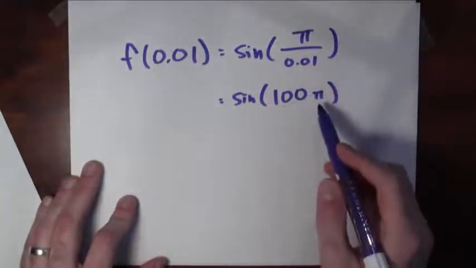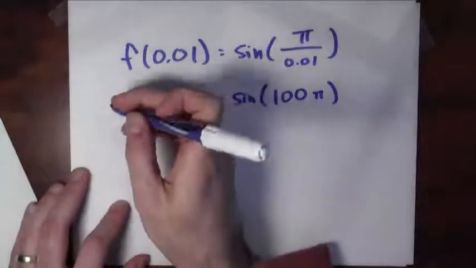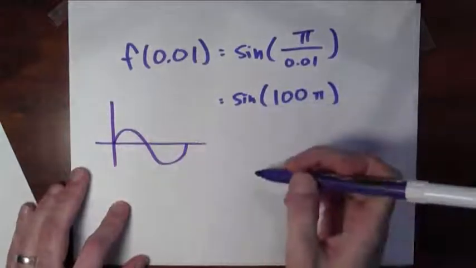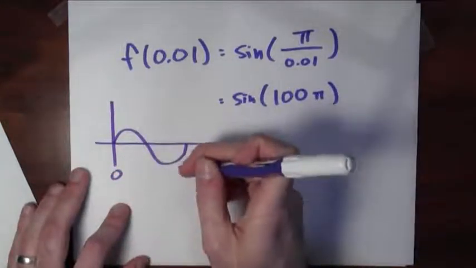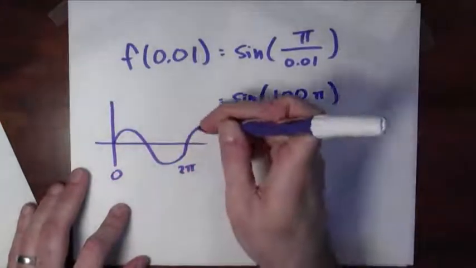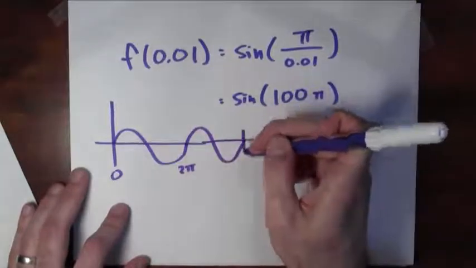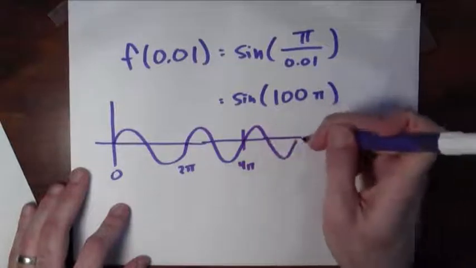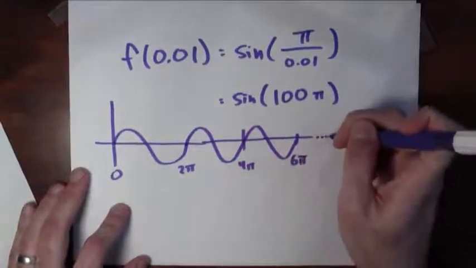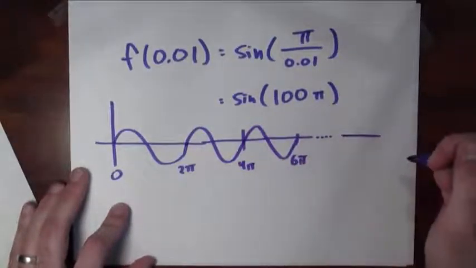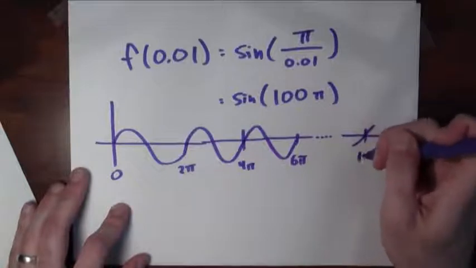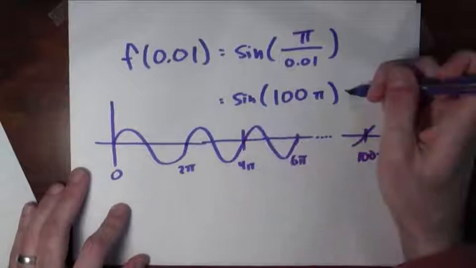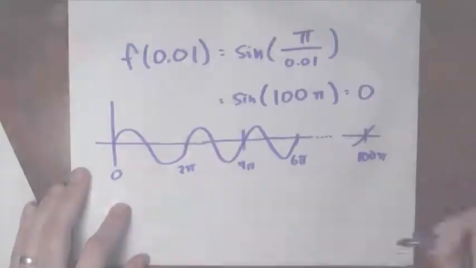What's sine of 100 pi? Well, think back to what the graph of sine looks like. Here's a graph of sine, 0 to 2 pi. If I do it again, here it is at 4 pi, and I do it again, here it is at 6 pi, and I'm going to keep on going, and eventually I'm going to get to 100 pi. And at that point, sine really is going to be equal to 0.